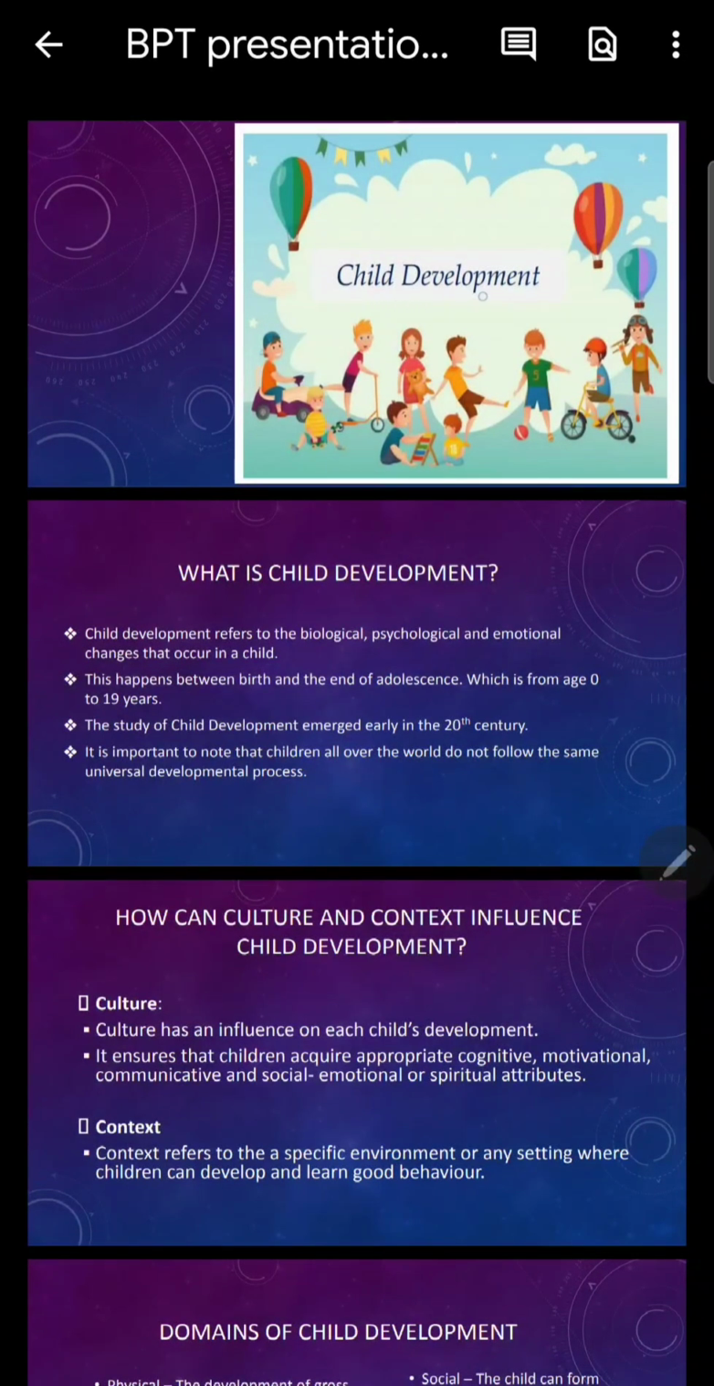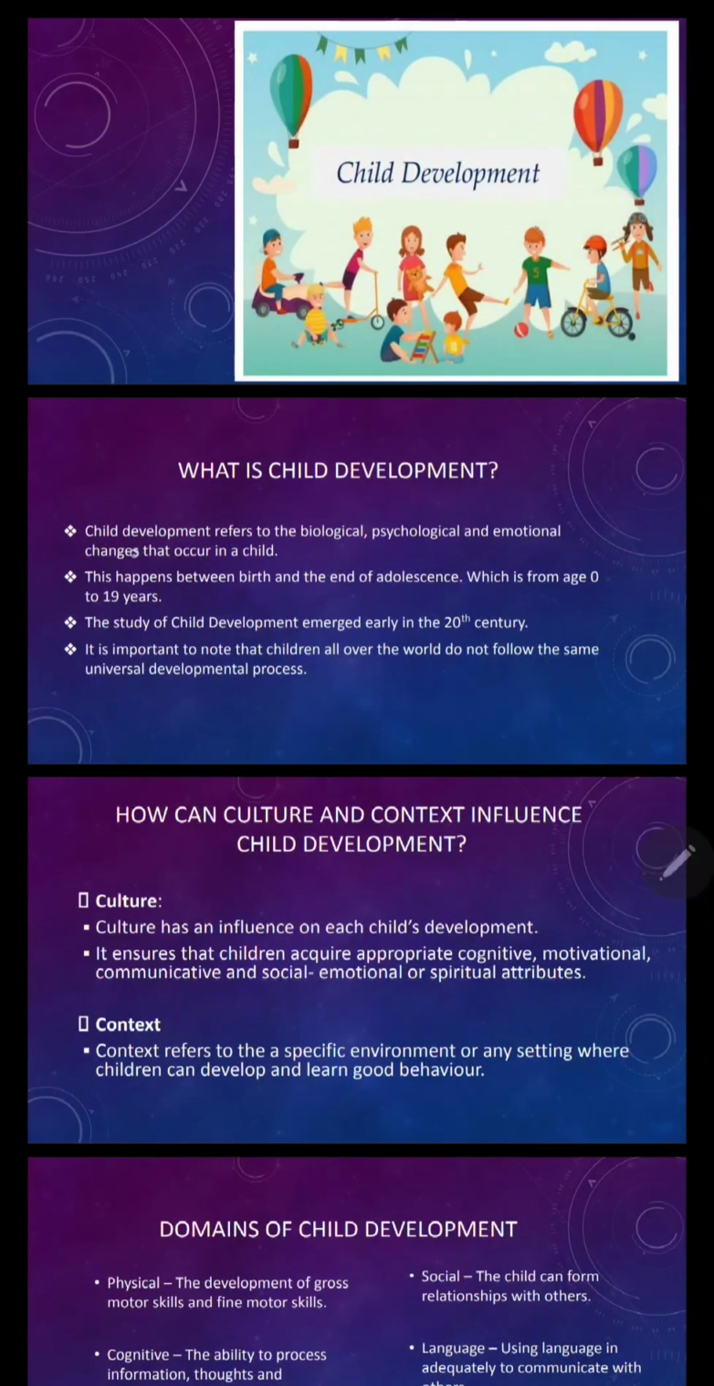The topic is child development. What is child development? Child development refers to the biological, psychological, and emotional changes that occur in a child. This happens between birth and the end of adolescence, which is from age 0 to 19 years. The study of child development emerged early in the 20th century. It is important to note that children all over the world do not follow the same universal developmental process.